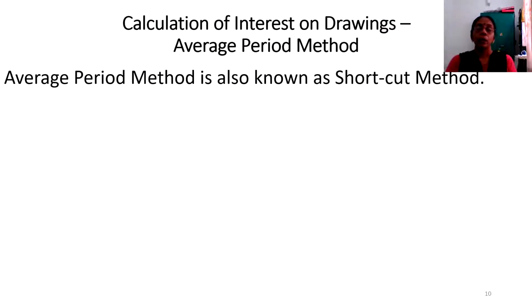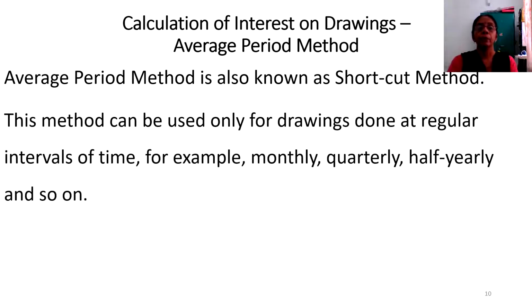Now, the next concept under our study for today's session, how do you calculate interest on drawings under average period method? Average period method is also known as shortcut method. There is another name given to this average period method. It is also known as shortcut method. So here, this method should be used only for regular drawings.